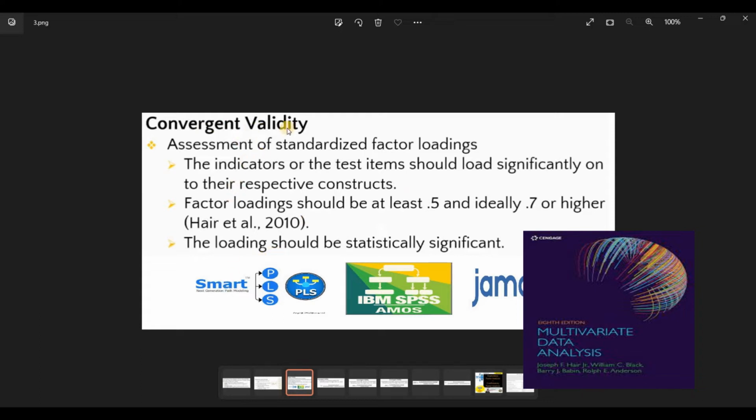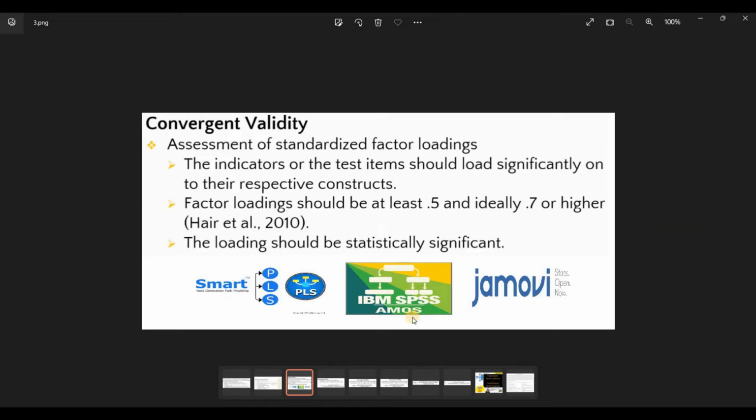Now you can test the convergent validity or CFA in SmartPLS. That is paid software. IBM AMOS is also paid software. Jamovi is free of cost, and you are not required to pay anything. Again, the results are the same.